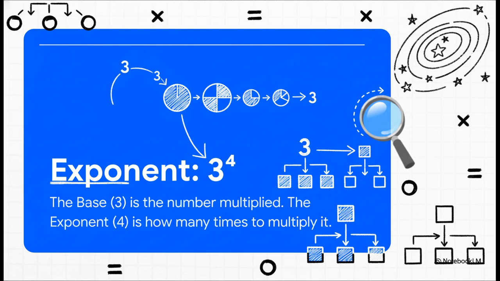And here it is, our awesome shortcut. This is called an exponent. So that big number on the bottom, the 3, we call that the base. That's our main number, the one we're multiplying. And that little number up top, the 4, that's the exponent. It just tells you how many times you need to multiply the base by itself. So we write it as 3 with a little 4, and we say 3 to the power of 4.